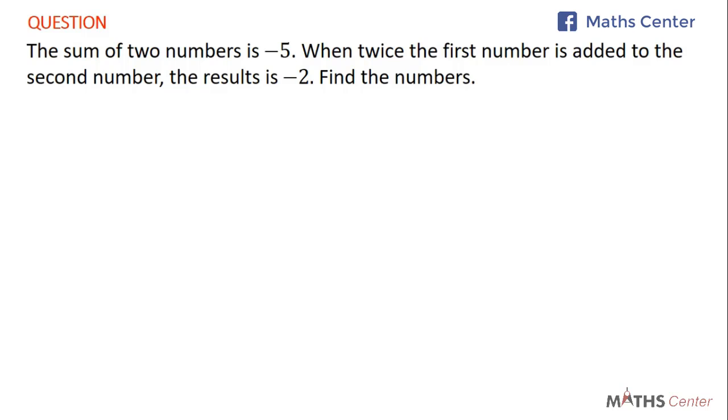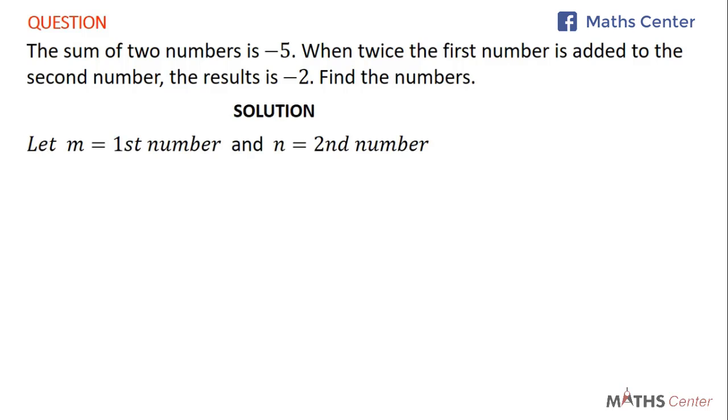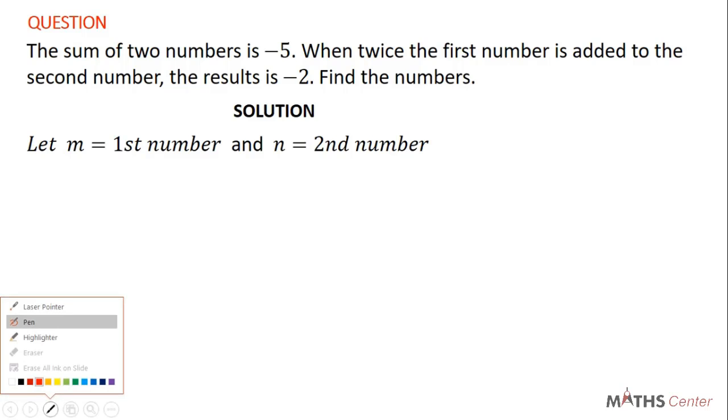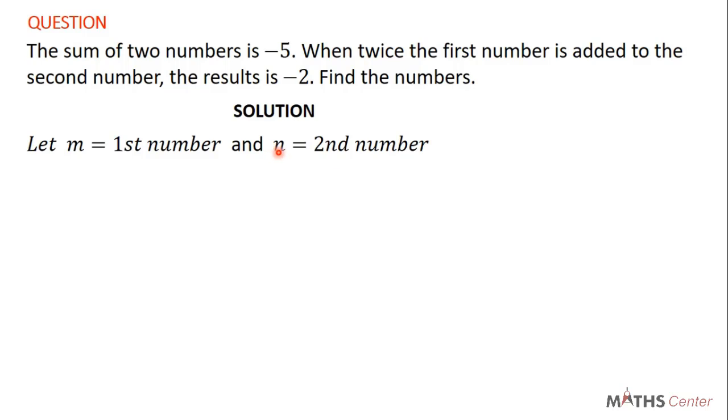Once again, we are being told to find two numbers. These are the unknowns, and because they are unknowns, we are going to represent them by variables. So I will say that let m equal the first number and the second number n. Now with this new information, let's tackle the question again. The sum of two numbers is -5. What this means is that if you add these two numbers, you should get -5. So m plus n is equal to -5. That is equation 1.